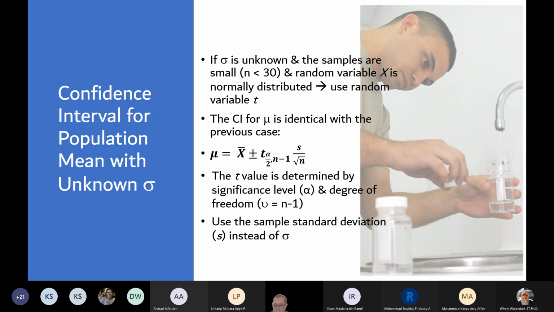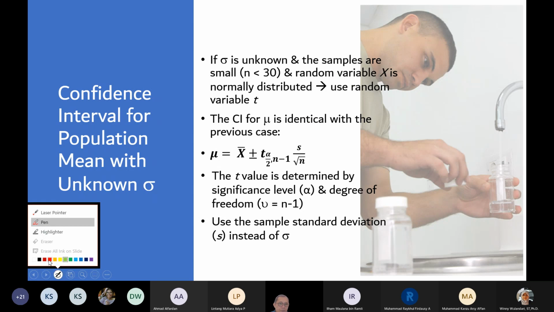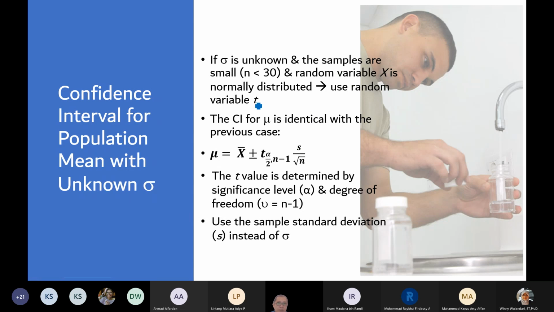In most situations, we don't know the exact value of sigma. So there's no way to use the z variable, especially if the sample is small. If sigma is unknown and the sample size is small, meaning n is less than 30, we can use the random variable t instead of z.